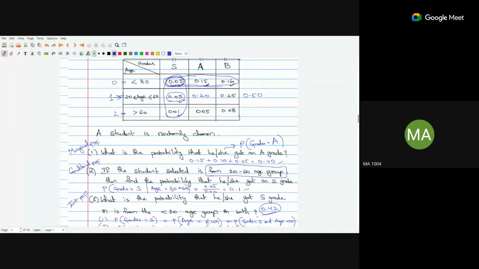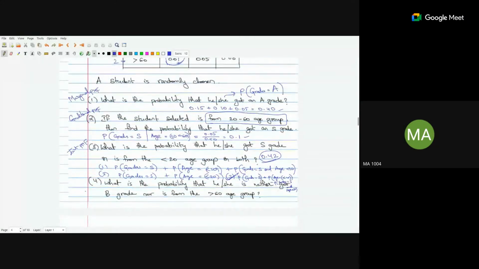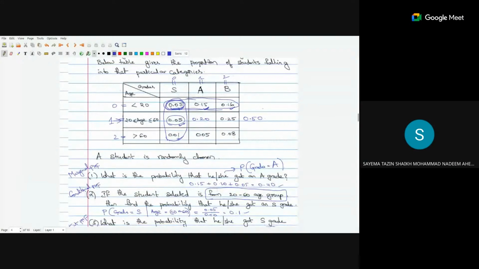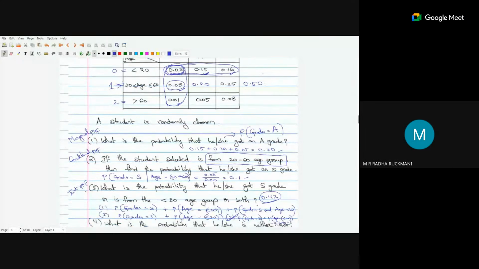So this is actually from the joint PMF table. You have to understand what all values you want, what all the probabilities you have to include. So the final or fourth problem. See this question: what is the probability that he or she gets S grade or is from the age group less than 20, or both? It is not and, it is or. Or both means getting S grade as well as being from the less than 20 age group.